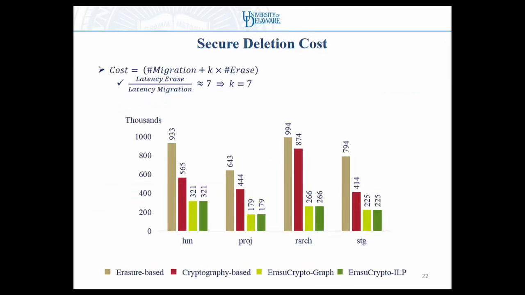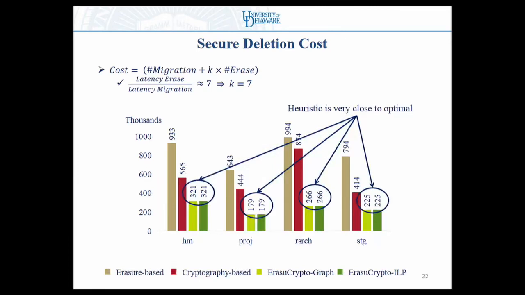And now let's see. I consider k to be 7 because the latency of erase divided by the latency of migration is almost 7. And then, as you can see, we get a very close to optimal result here. So it shows that this algorithm works well.